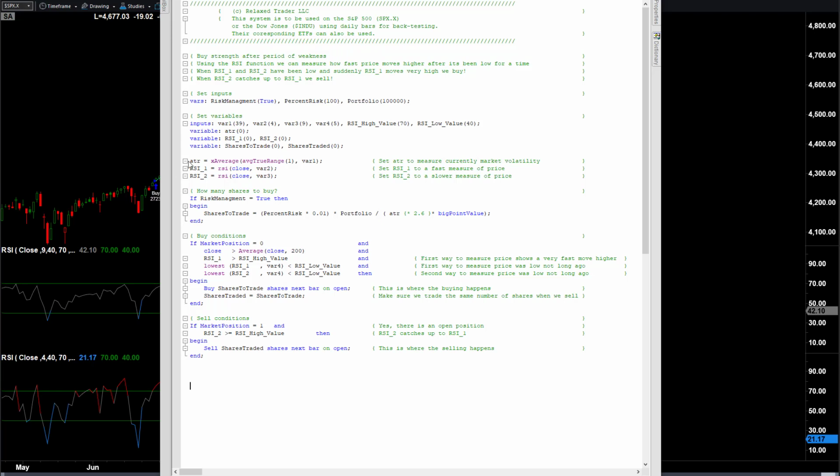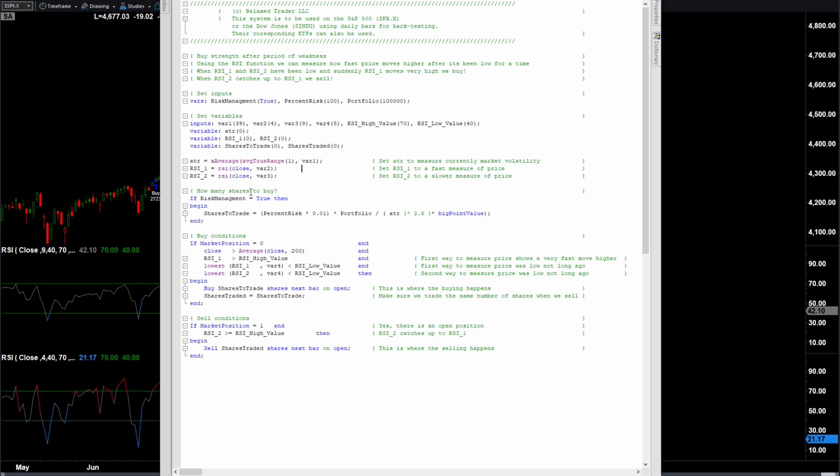The way this system works is, first we define our ATR. That's how we define how many shares we're going to buy based on current volatility. And then we're just going to set up two simple RSI functions. One is going to be based on variable 2, one's going to be based on variable 3, and these are just the lookbacks, or how fast, I should say, the RSI is going to oscillate. We have 4 and 9 in here, which seem to work really well.